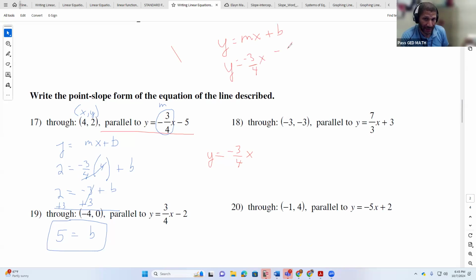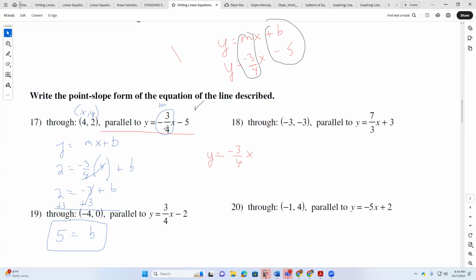You should be able to see an equation like this and identify right away, my slope is -3/4. You shouldn't have to think about it. You shouldn't have to take 10, 15 seconds. You should see my slope is -3/4, my y-intercept is -5, for this equation here.